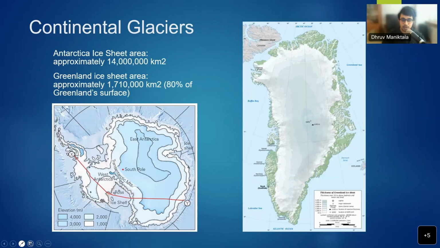And then we have the Greenland ice sheet here. As you can see, the Greenland ice sheet is mostly covered with ice, and here are some non-glaciated regions in the margins. Here's the capital, Nuuk.